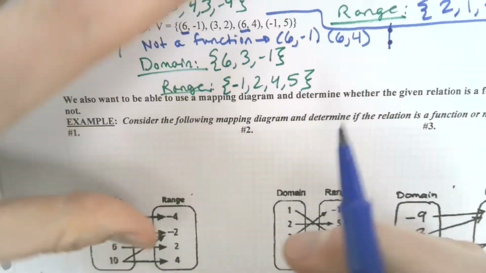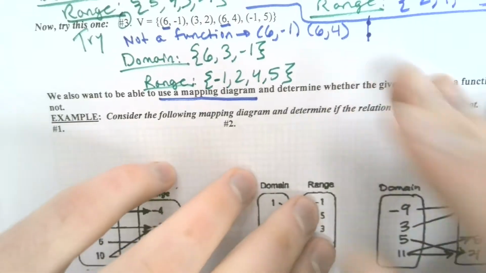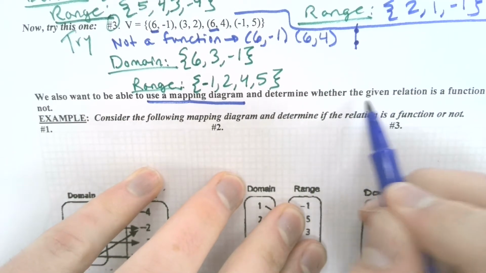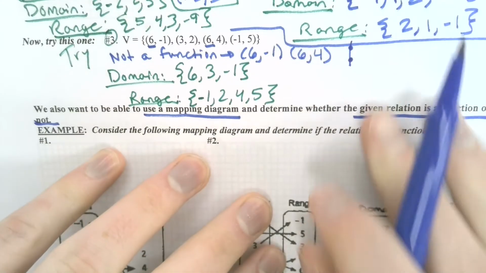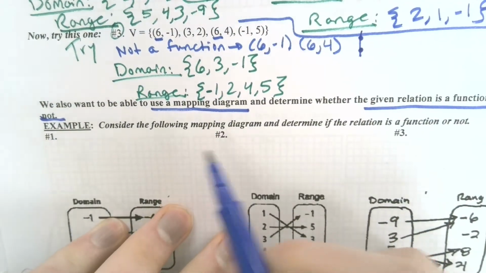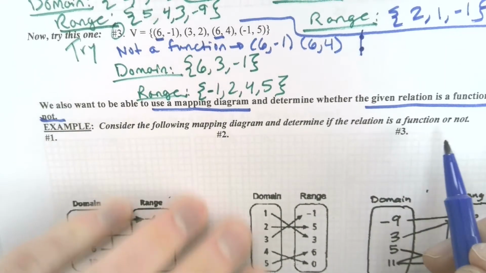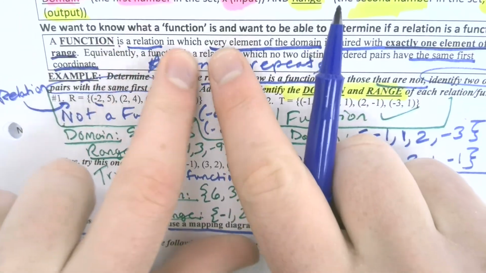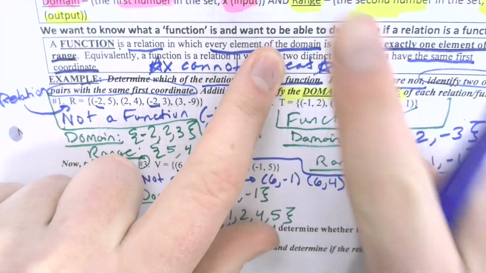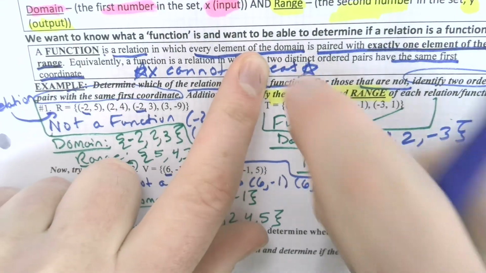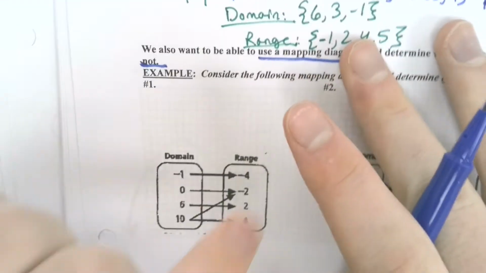So we're going to end part 1 today, guys, by bringing it back to mapping diagrams and determining based off them whether the given relation is a function or not. That's going to be our mission here. So consider the following mapping diagram. Determine if it is or is not a function. And remember, a function is a relation in which every element of the domain is paired with just one range. So every x only matches to one y. Let's see how this goes.